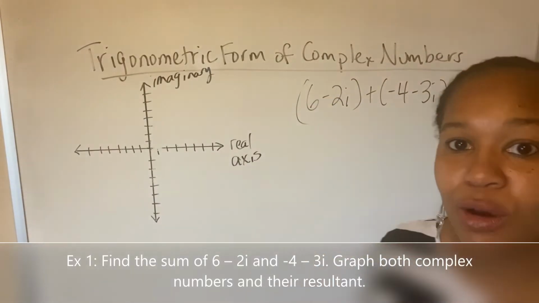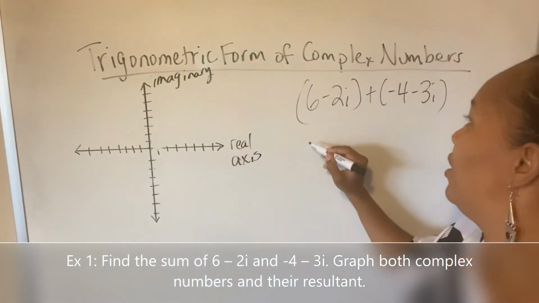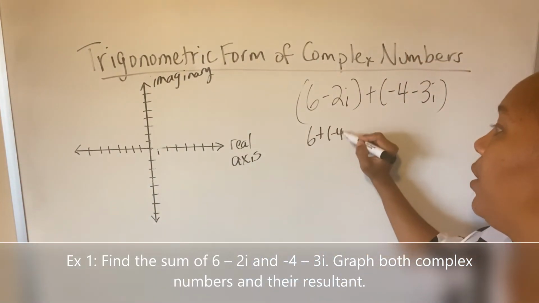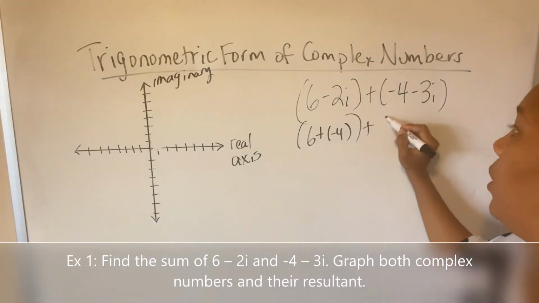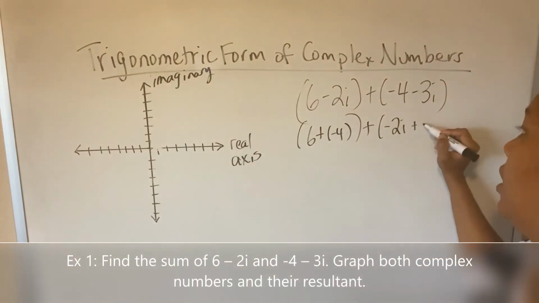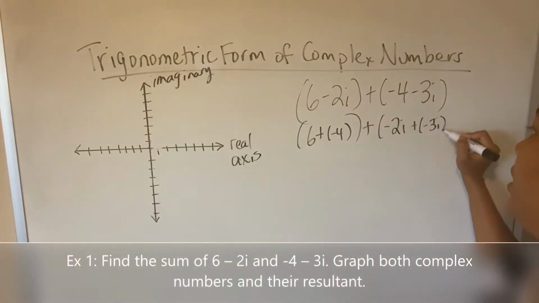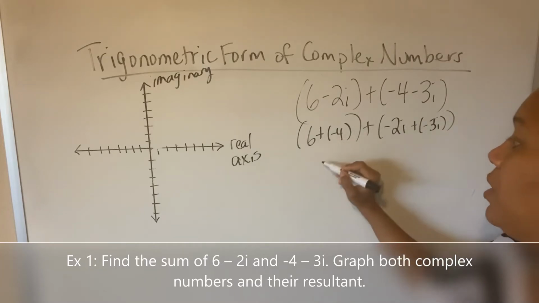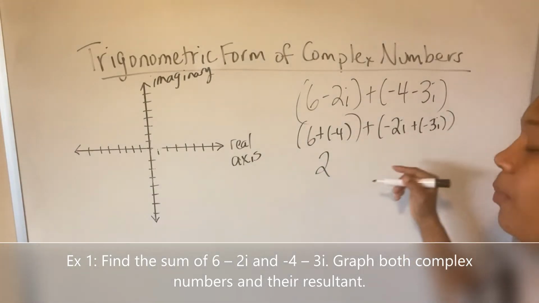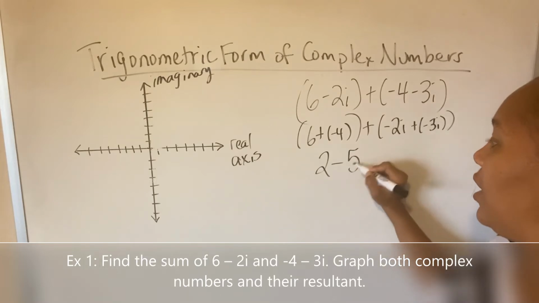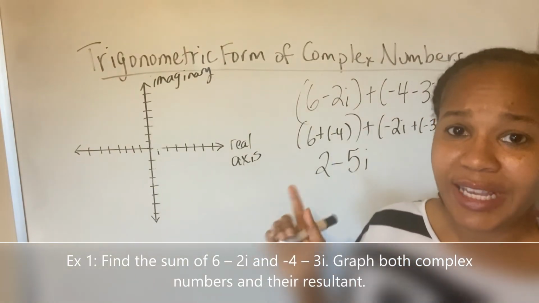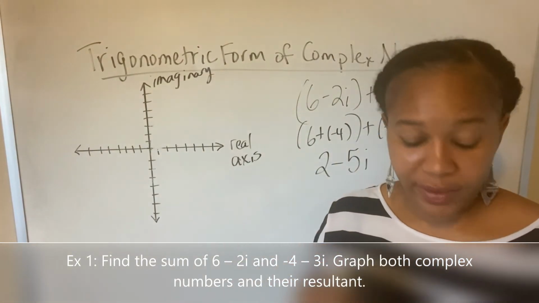Remember, to add those, you would add the real parts together, so 6 plus negative 4, and add the imaginary parts together, negative 2i minus 3i. We would get 6 plus negative 4, which is 2, and negative 2i plus negative 3i is negative 5i. So that's how you add those. We added those in a previous video.